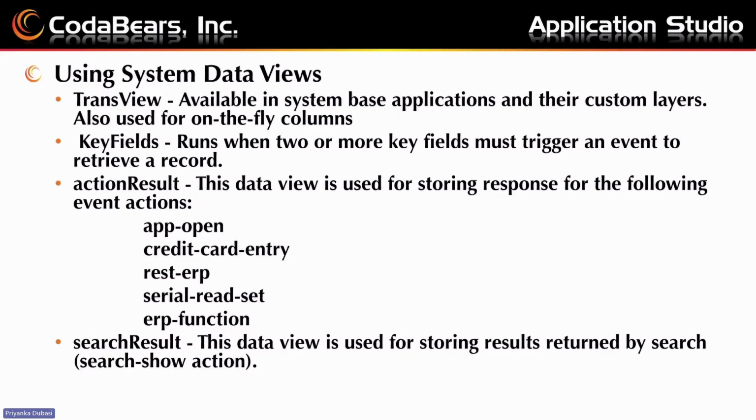TransView is used when it's available in your system-based applications and the custom layers, and it's usually used for on-the-fly columns. Back when we were using classic screen, we would have put a field on our screen, and you could use that field value. But here you have no such thing. Like, I added a new text box, and there's no way I can just access that field value on that text box. So for that, you would bind it to a TransView data view. It would be something like TransView.SomeTextTestField. You can name it anything you want.